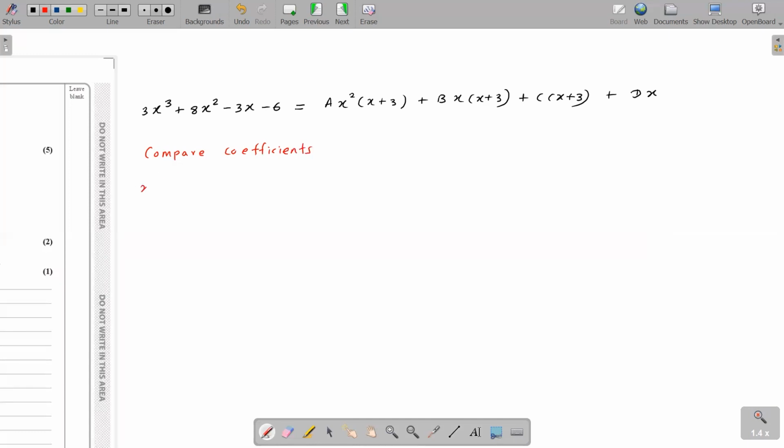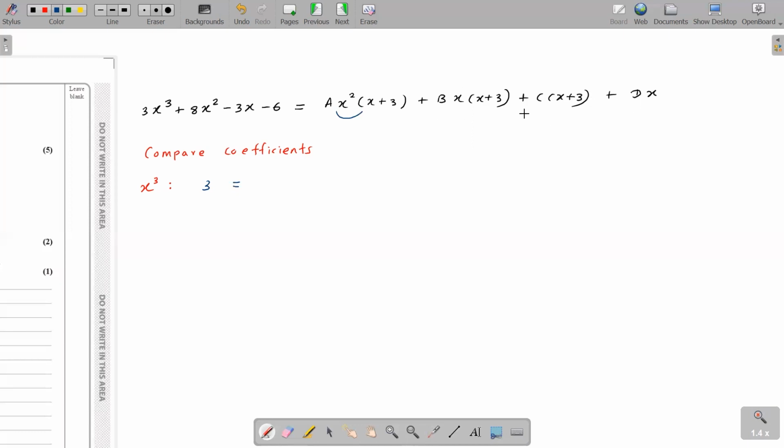So if I compare coefficients for x cubed, the reason I'm going with x cubed is there are not many terms which give us x cubed. So you see, only very few terms give us x cubed. And who gives x cubed on the left hand side? We only have 3x cubed. And on the right hand side, do I have many terms which give me x cubed? No, there's only the ax squared into x that gives me ax cubed. Is there anyone else capable of generating x cubed when you expand the bracket?